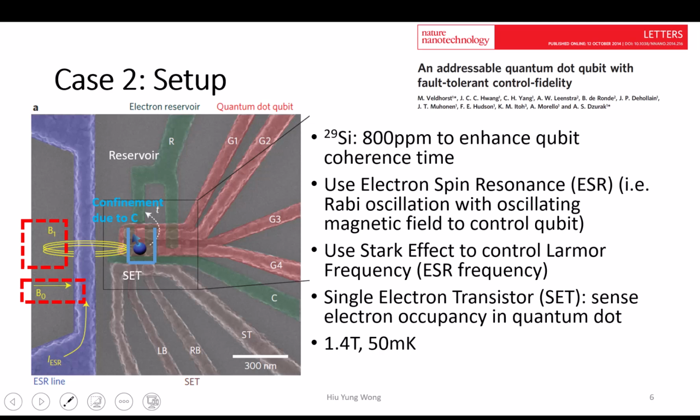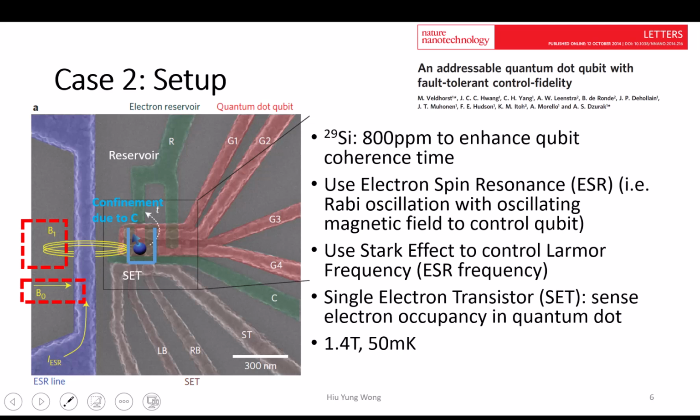Again, from the perspective of initialization, readout, and then we'll talk about 1 qubit and 2 qubit gates. Okay? So again, very similar. You need to have a highly purified silicon, right? In this case, only 800 ppm.